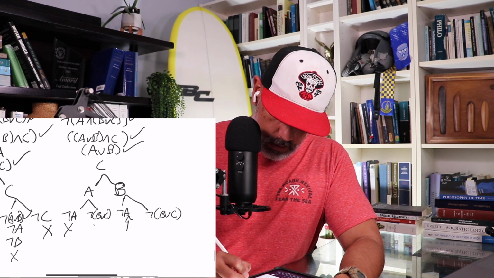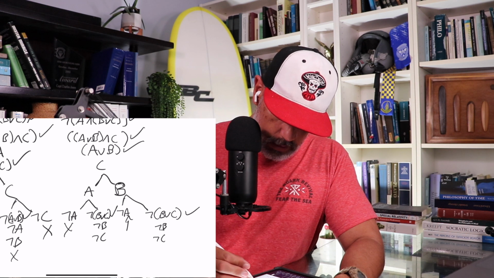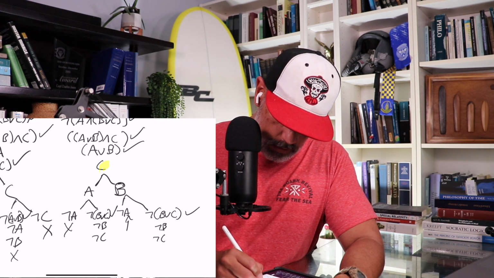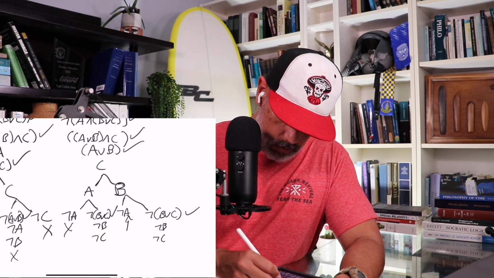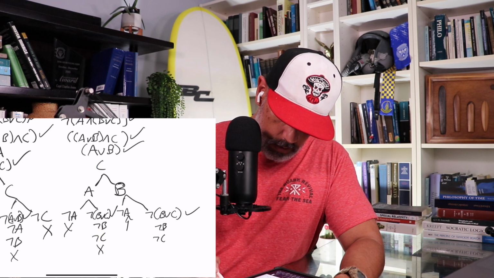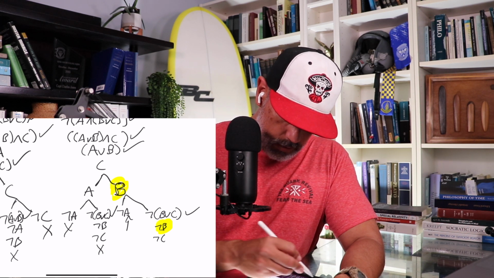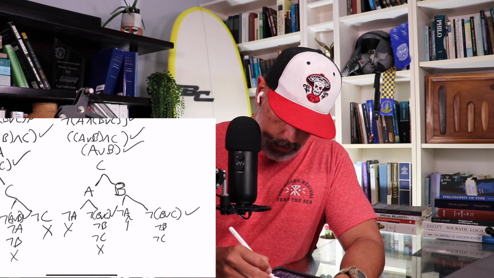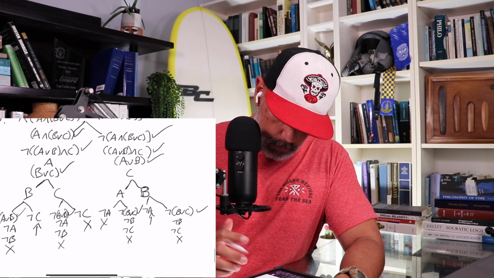Then the not B or C looks like this. Not B, not C. Check. Not B, not C. Check. And then I have a C here and a not C here. So that closes down. And then on the right, we have the B and the not B. Oh, and the C and the not C. So that side closes down. So we have two open branches.